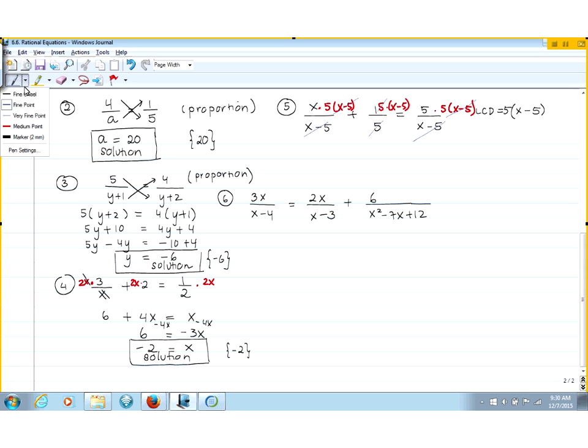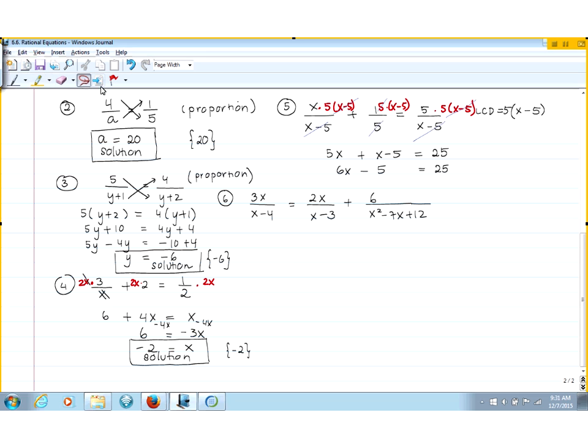So what are we left with after we cancel out x minus 5? 5 times x minus 5. What are we left with here? 5x plus x minus 5 is equal to 25. All right. So 6x minus 5 is equal to 25.